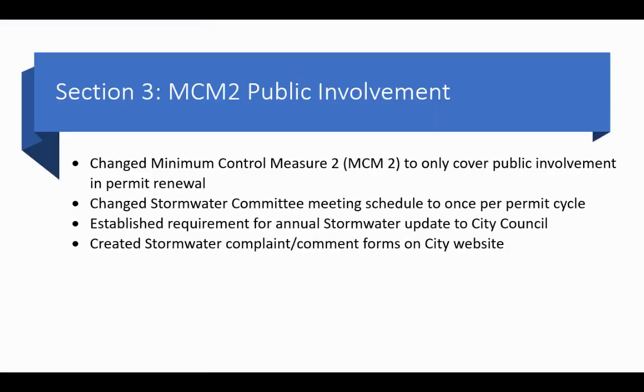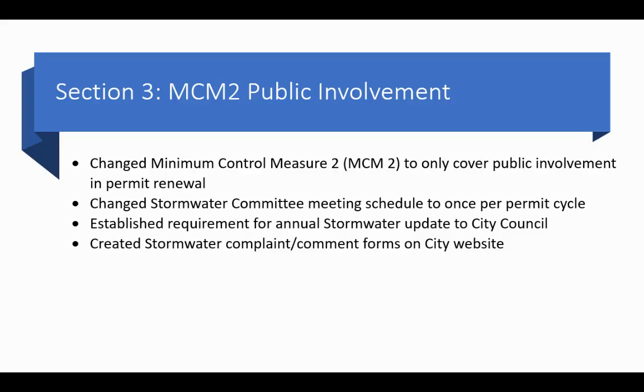The second batch of changes are in Section 3 of the permit in MCM 2, public involvement in the permit process. Now we clarified our language. The minimum control measure only covers public involvement in permit renewal. Other forms of public involvement are covered under MCM 1.